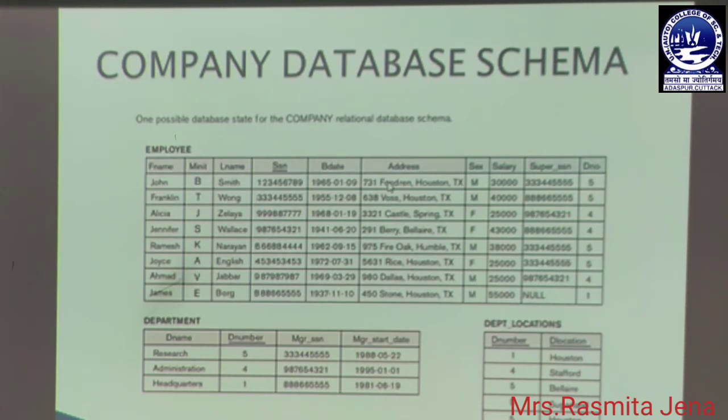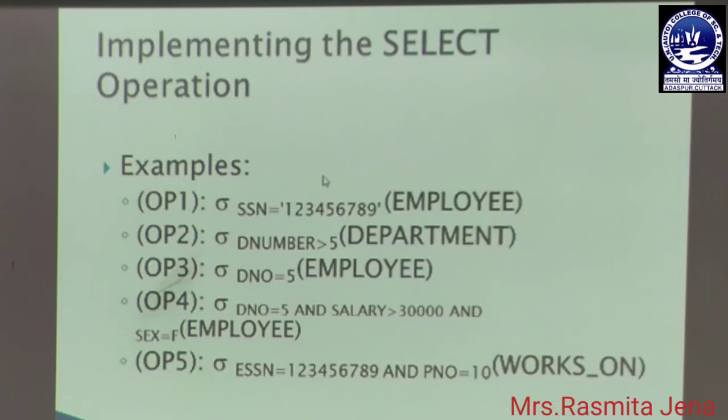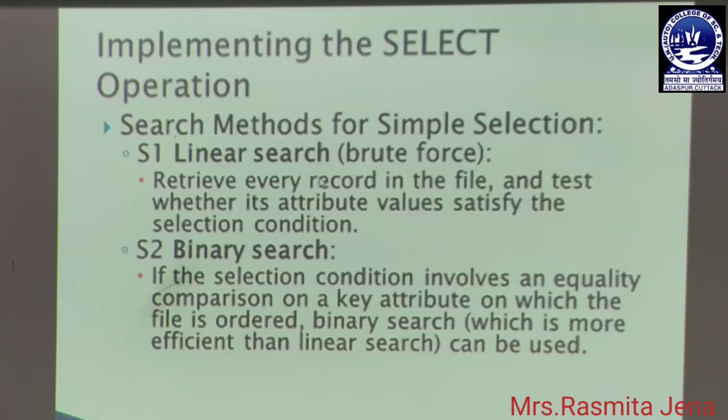For that, what algorithm is to be executed? Let us see the algorithms for the select operation. These are the simple search methods for searching a particular tuple in a relation. In the first case, we apply the linear search algorithm, that means retrieve every record in the file and test whether its attributes satisfy the selection condition or not.